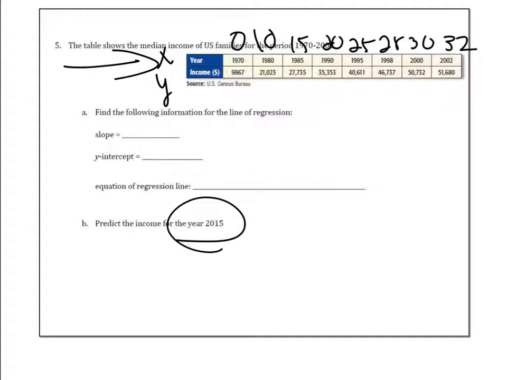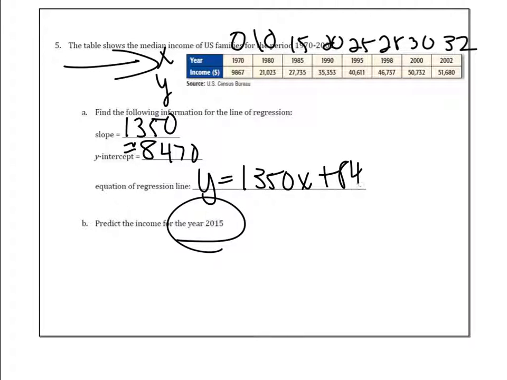So when I start to crank this out, I end up getting a slope of about 1350 and a y-intercept of about 8470, approximately. So if you're somewhere in that neighborhood, there's going to be a little bit of wiggle room. So I get y equals 1350x plus 8470. Again, that's approximate. If you put that on a quiz or a test, you wouldn't be wrong.